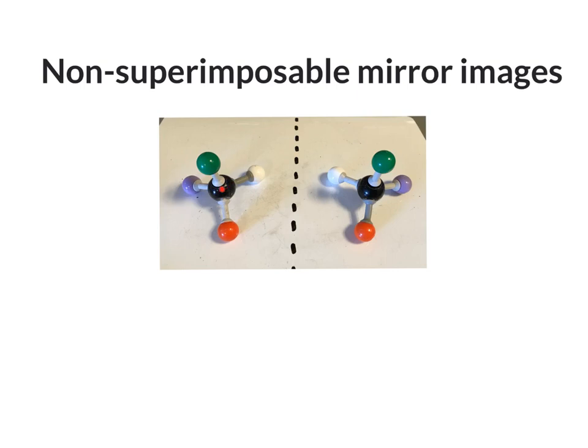So this idea of a chiral carbon, chirality actually means handedness. So we can refer to these as left-handed and right-handed versions of the same molecule. And you can see that they are non-superimposable because although they do look like mirror images, you can't place one on top of the other and get them to match up and look the same.